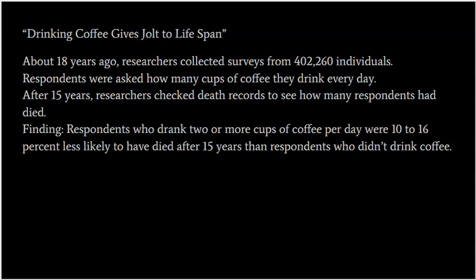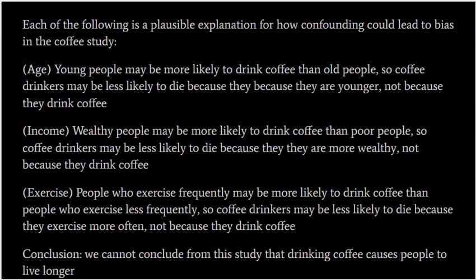So what else could determine when somebody dies besides drinking coffee? Well, I came up with a long list here. And the important thing is that everything in this list could be tied to both the explanatory, drinking coffee, and the response, dying. That is a true confounding variable. So for example, age. Young people may be more likely to drink coffee than old people. So coffee drinkers may be less likely to die because they are younger, not because they drink coffee. So age. Younger people might drink coffee more, and younger people are going to live longer. They're not going to die after 15 years. So that is what happened there.